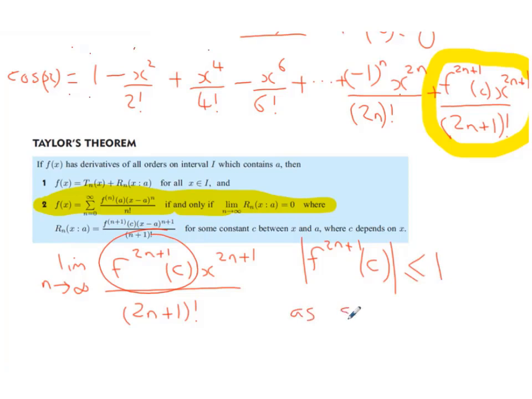Since sine c, the absolute value of that is less than or equal to 1, and also cos c, the absolute value of that is less than or equal to 1. So for that 2n plus 1th derivative evaluated at c, we're just going to replace it with 1. So that's going to help us a lot.